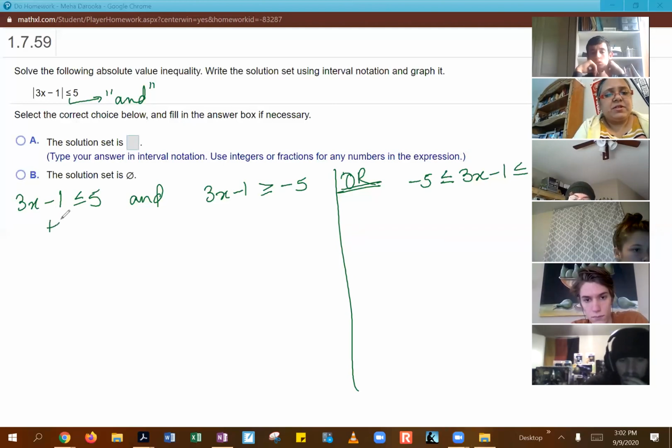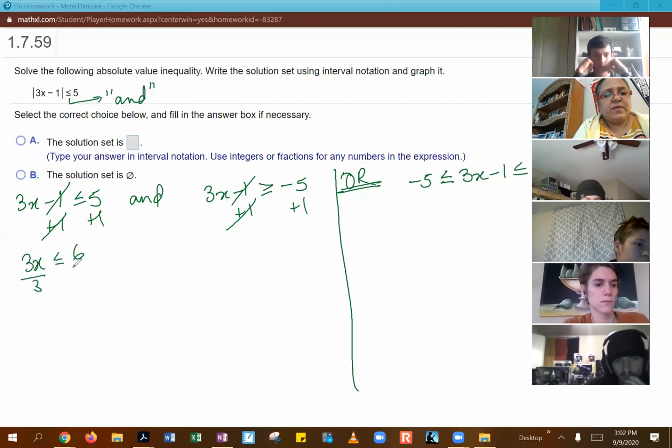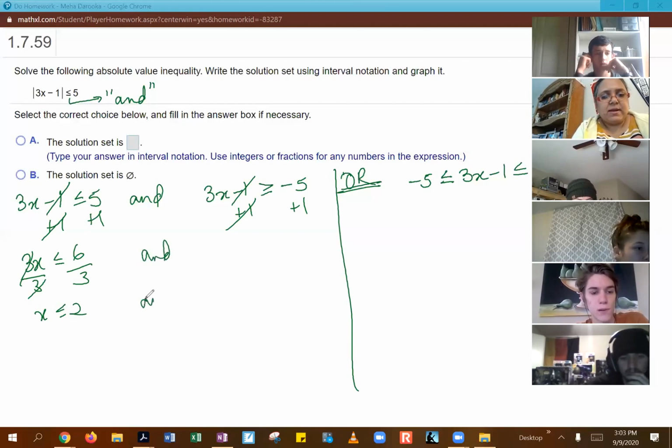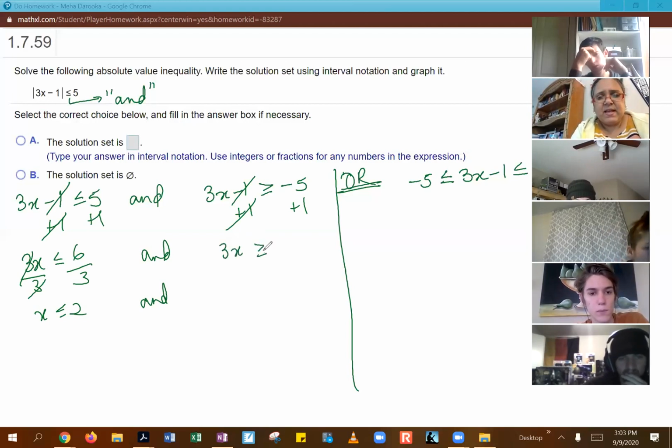So basically, of course, we are starting out by adding 1 to both sides of our inequality, which will end up giving us 3x is less than or equal to 6. Divided by 3, that will give you x less than or equal to 2. And I know that's what James, you had. And then on this other side, we are taking 3x greater than or equal to, now since it's negative 5 plus 1, of course, that becomes negative 4. So that's where that negative 4/3 is coming from that some of you had.